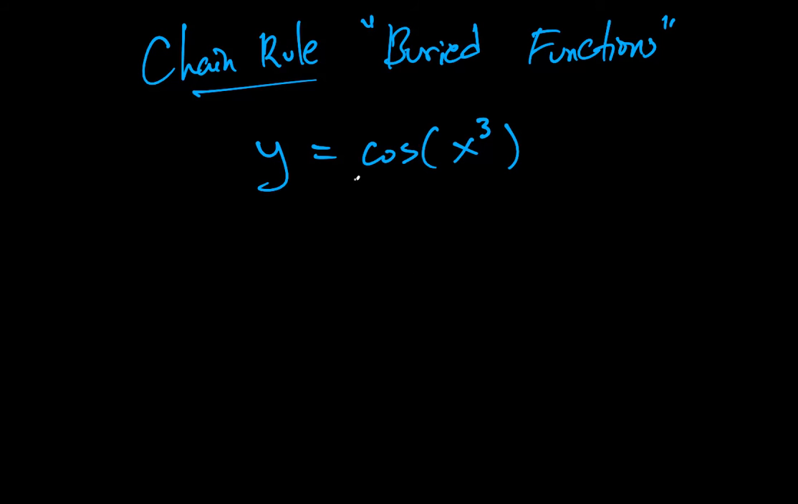I want you to think of this as an onion with inside layers and outside layers. And the outermost layer is, of course, the cosine layer. And I'm going to put that in white here. And then we have an inner layer, which is our x cubed layer.